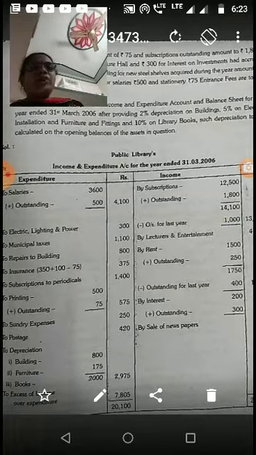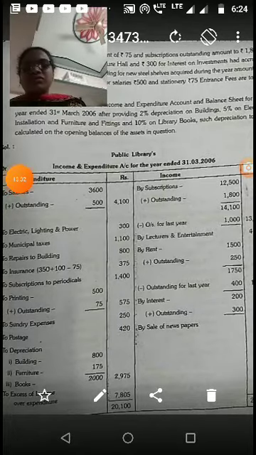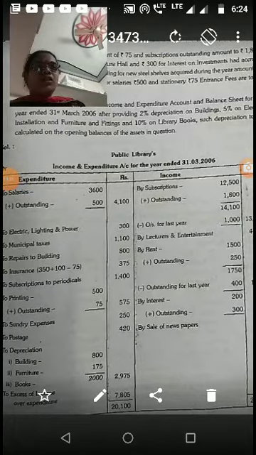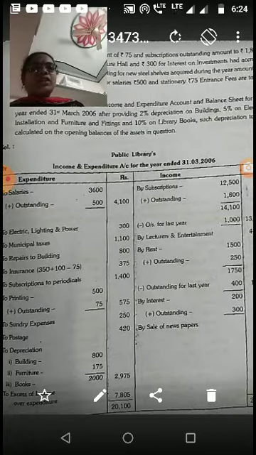You are required to prepare the income and expenditure account and balance sheet for the year ended 31st March 2006, after providing 2% depreciation on buildings and 5% on electrical installation, and on furniture and fittings, and 10% on library books. Such depreciation is to be calculated on the opening balance of the assets in question.